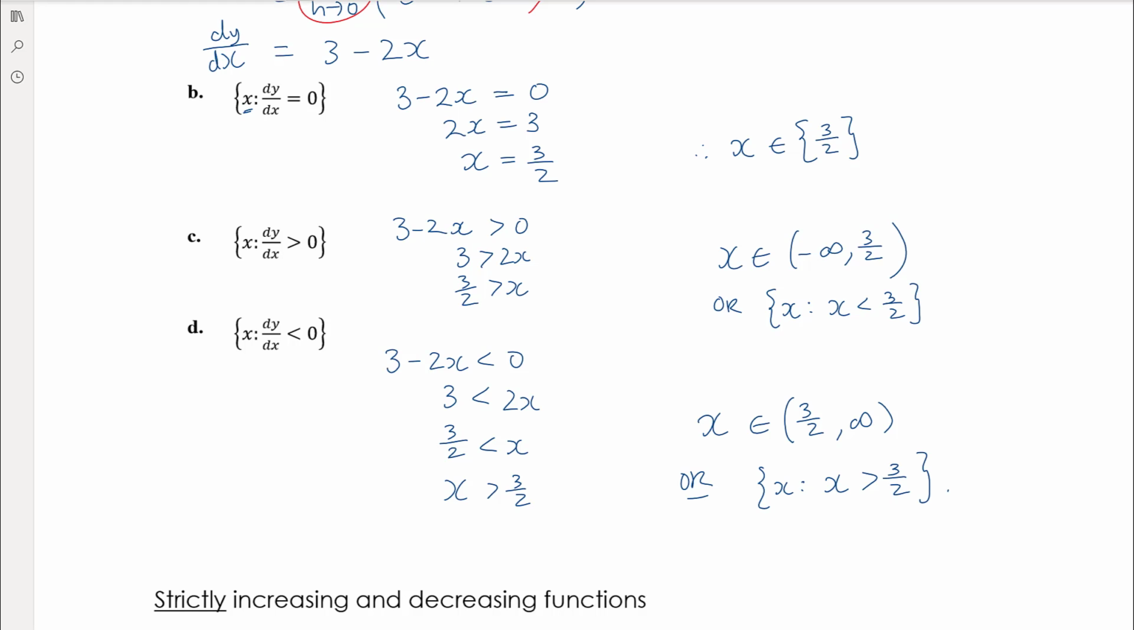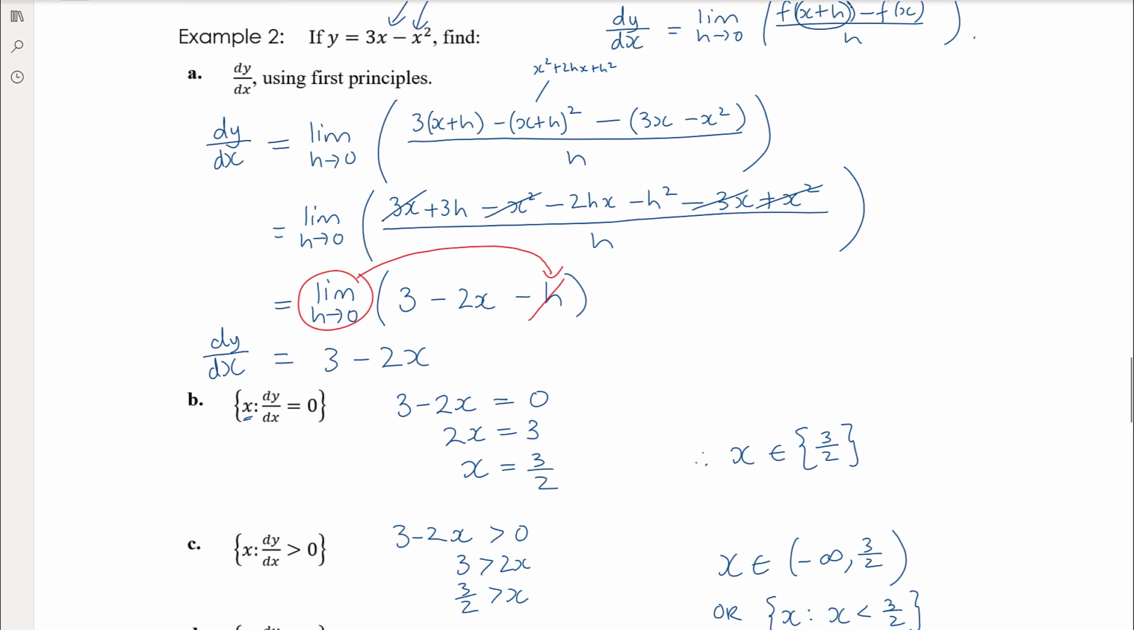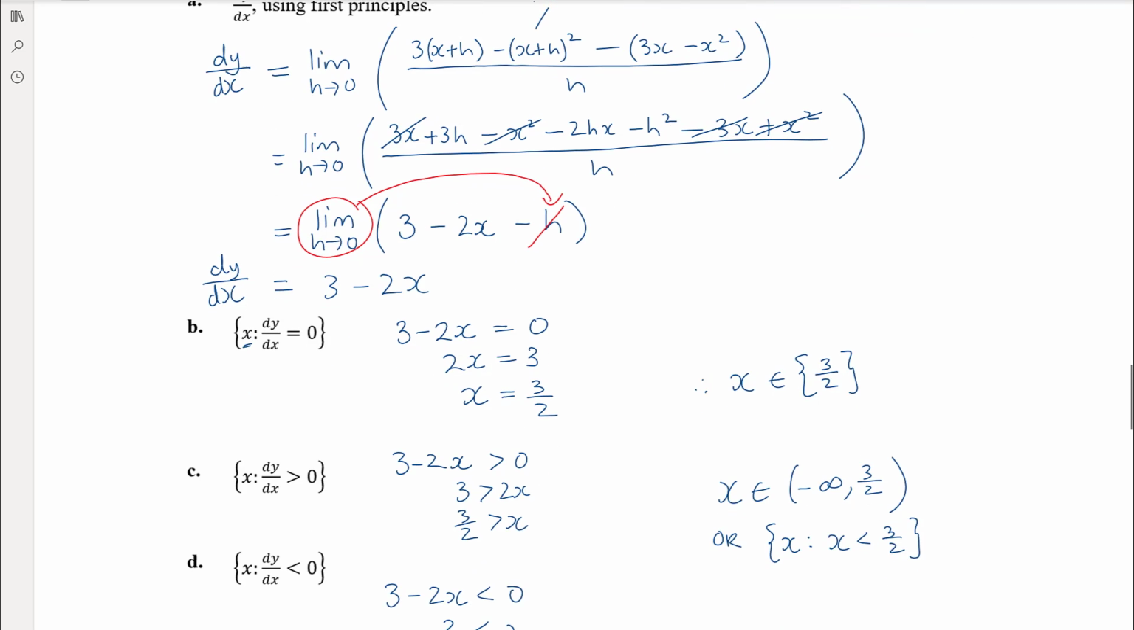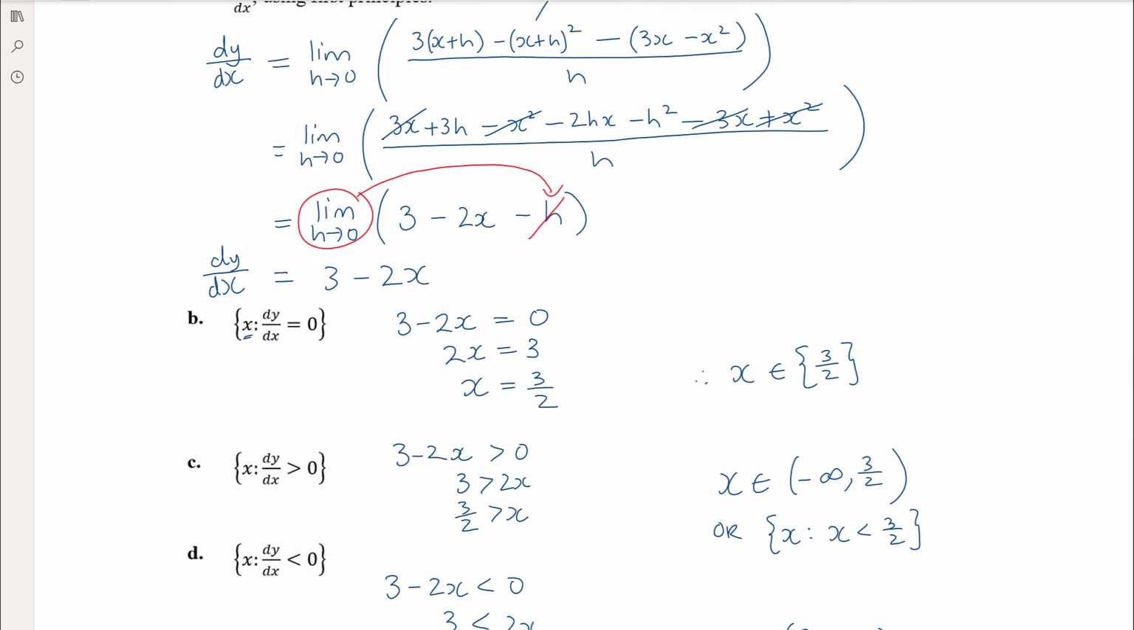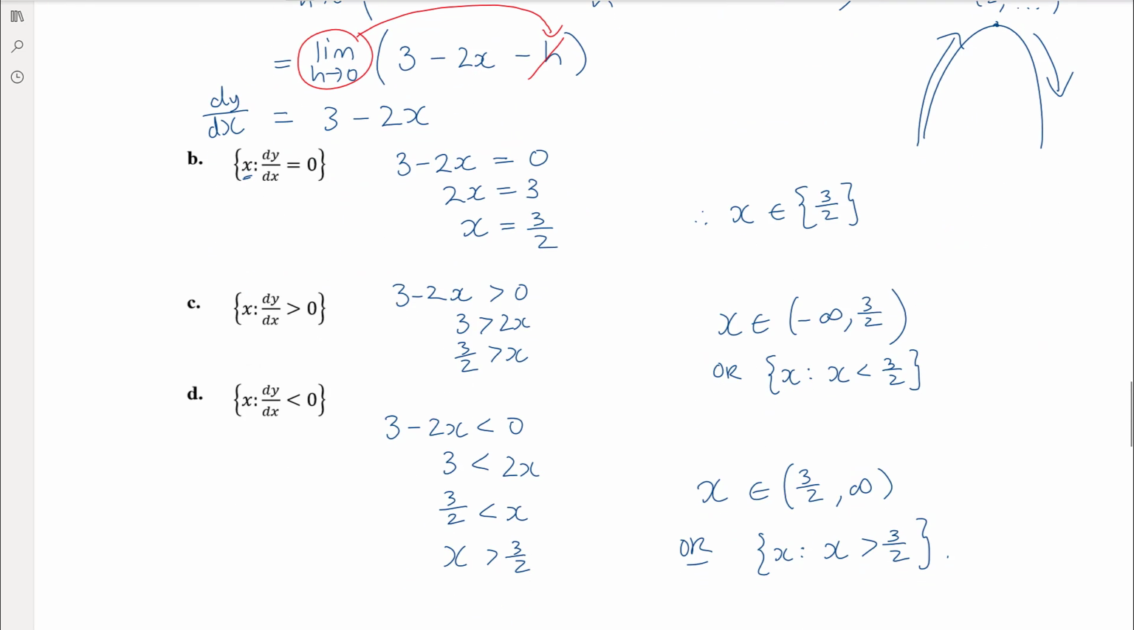Okay, so we're thinking about here where the gradient equals 0. So the gradient equals 0 at 3 on 2. So our original function here is a quadratic. So the point where the gradient equals 0, that will be the turning point. So the turning point is happening at 3 on 2. Where is the gradient positive? Where is the gradient bigger than 0? That happens when x is less than 3 on 2. And that's because this is a sad parabola. Okay, so you've got your turning point at 3 on 2. You've got positive gradient when x is less than 3 on 2, graph is going up, and you've got negative gradient, graph is going down, when x is bigger than 3 on 2.